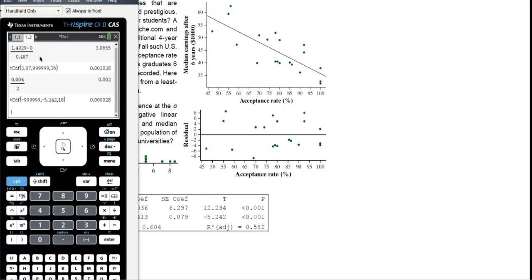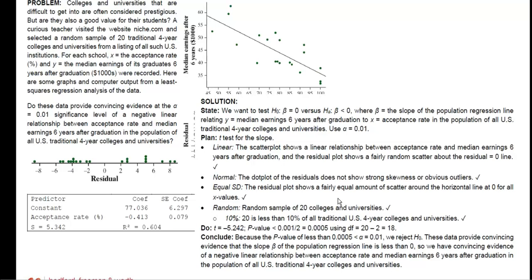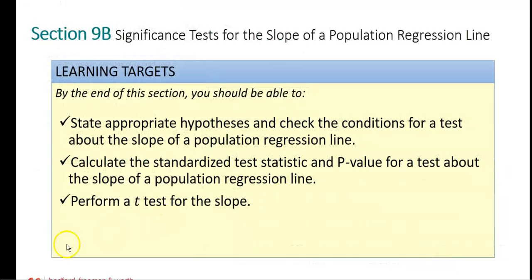Let's see what they did. I just wanted to do some of those steps there with you. They took the shortcut, 0.001 divided by 2. Because the p-value is very small, close to 0, less than 0.01, we reject the null. These data provide convincing evidence of a negative linear relationship between the acceptance rate and median earnings. Okay, good. That's your lesson for today.